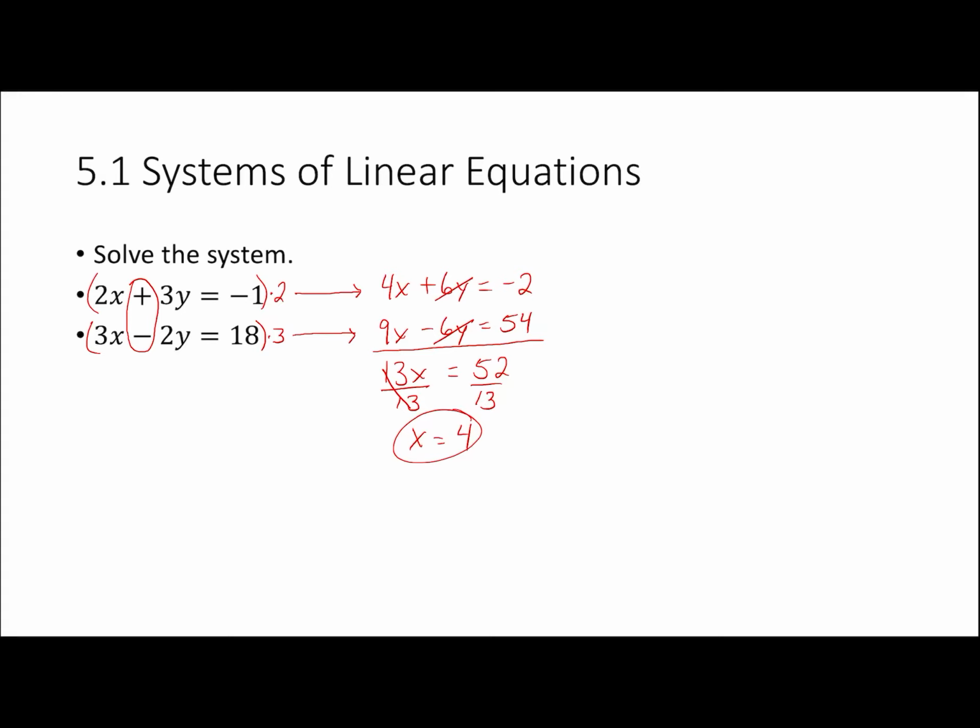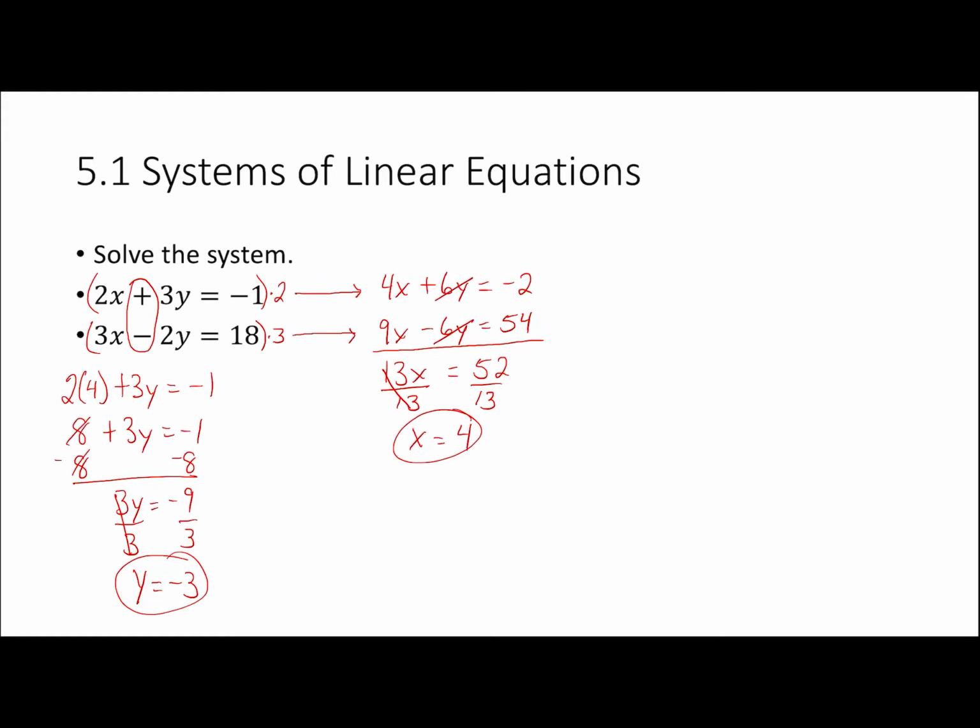So if I take the 4 and put it back in the first equation, it's 2 times 4 plus 3y equals negative 1. So that's 8 plus 3y equals negative 1. And we'll subtract 8. And we're going to get 3y is equal to negative 9. And we'll divide by 3. And we'll find out y is equal to negative 3.